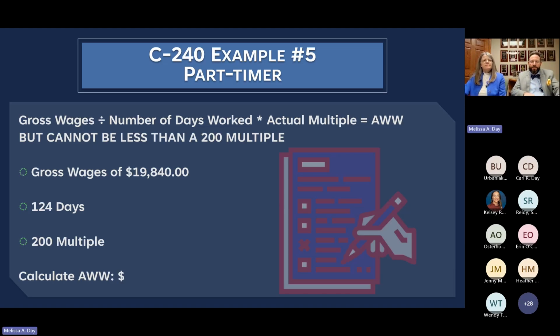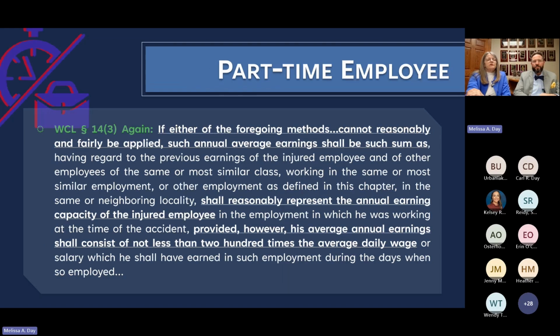Okay. So we have Gen Y. And if you look at just the second page of the C240, you're going to see their days worked a week are scattered all over the place. There's as many zeros as there are 4s, and there are very few 5s, mostly 2s and 3s. We clearly have somebody who's a part-time worker in some way, shape, or form. Gross wages of about $20,000, 124 days worked. If you apply the 200 multiple, you're crediting them with 76 days that they didn't actually work. But according to the statute, that's what you do.